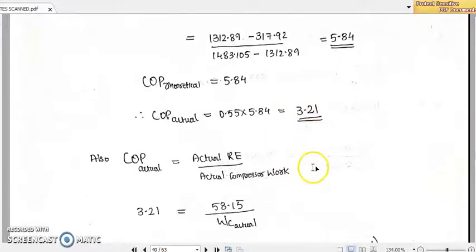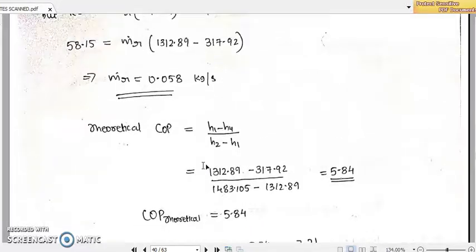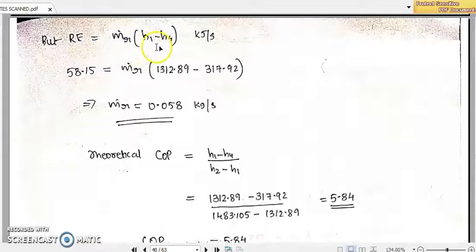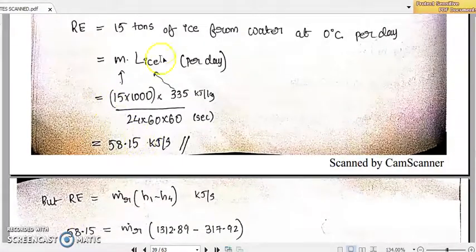Okay, so how can we write that relation? Now what will be the actual COP? Actual COP will be the actual refrigeration effect divided by the actual compressor work. Now this makes sense. Okay, so what was this actual refrigeration effect? The actual refrigeration effect was the mass flow rate of the refrigerant times H1 minus H4, and we have already found the value as 58.15.